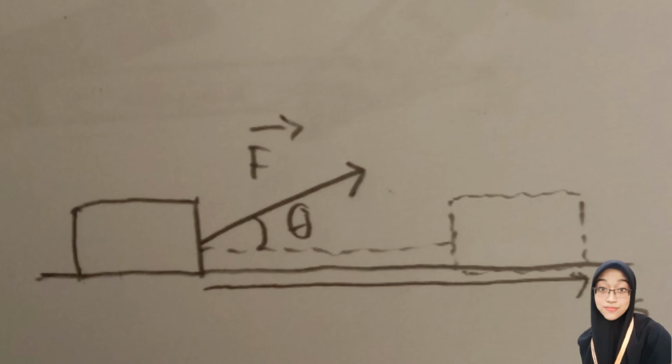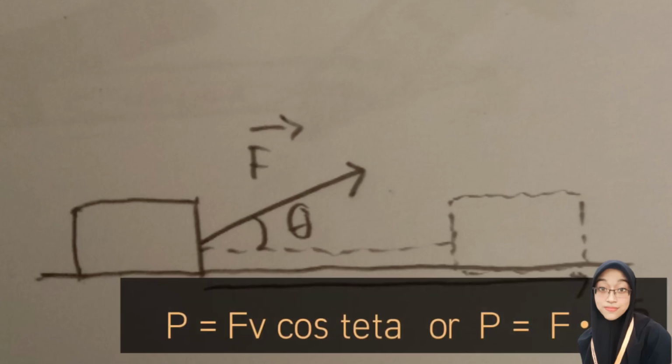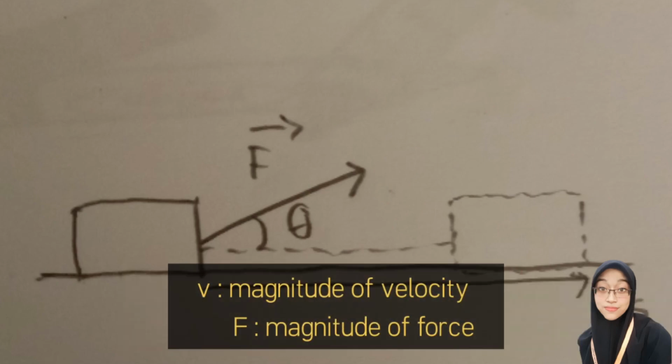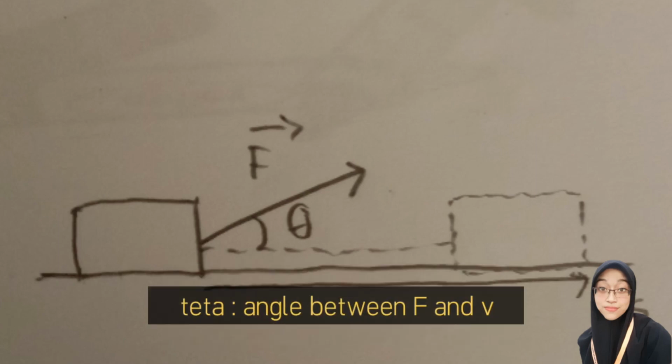So now consider an object that is moving at a constant velocity v along a frictionless horizontal surface and is acted by a constant force, capital F, directed at angle theta above a horizontal as shown in figure. The object undergoes a displacement of ds. Therefore, the instantaneous power P is given by P equals to Fv cos theta or P equals to F dot v, where v equals to magnitude of velocity, F equals to magnitude of force, and theta equals to angle between F and v.